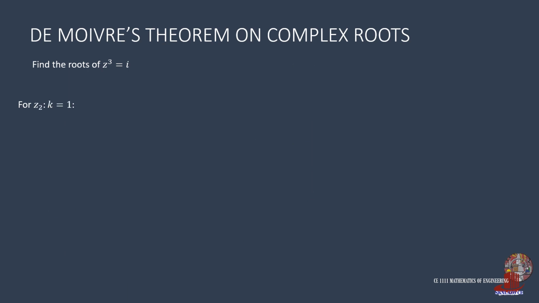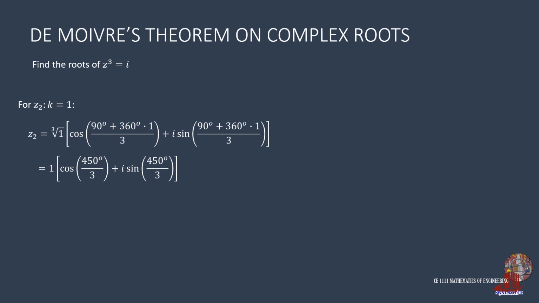The second complex root uses k as 1, plugged into the equation to make the cube root of 1 times cosine of 90 plus 360 times 1 over 3 plus I sine of 90 plus 360 times 1 upon 3. The additional revolution then makes the argument 450 degrees. So the second complex root is 1 times cosine of 150 plus I sine of 150 degrees. In Cartesian form, 1 cosine 150 degrees gives negative root of 3 over 2, and 1 sine of 150 degrees is 1/2 times I.